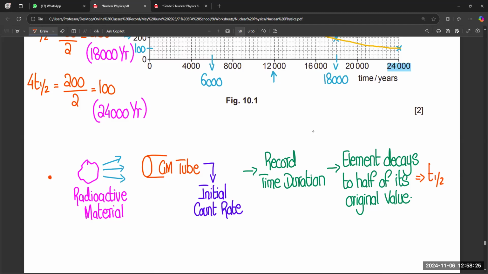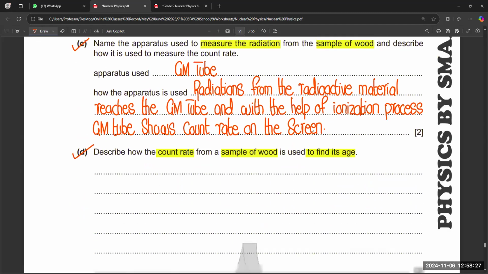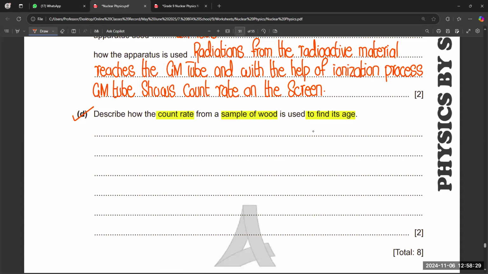So this is the process we need to write down in part D of the question for 2 marks. Okay. They are not asking about the exact calculation, because definitely it is not possible without a practical experiment. That's why they are only asking for a general description of the count rate for a sample to find its age or its half-life.